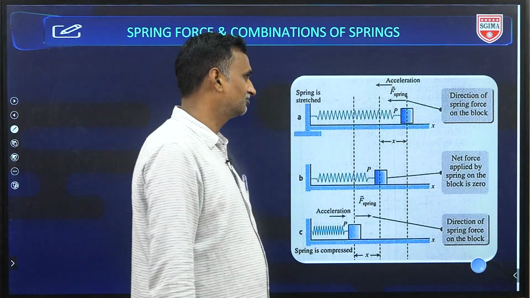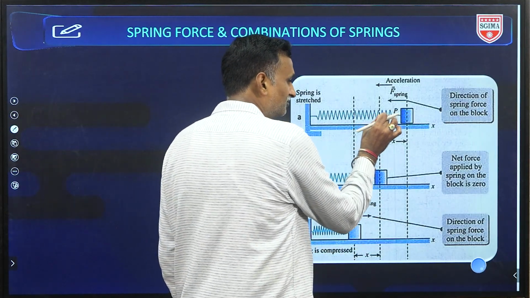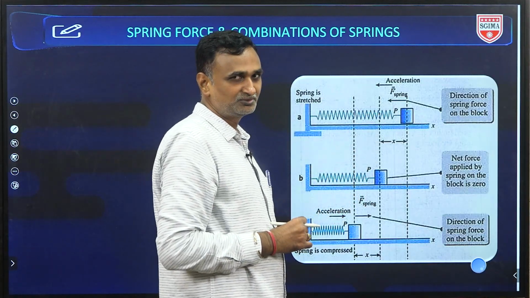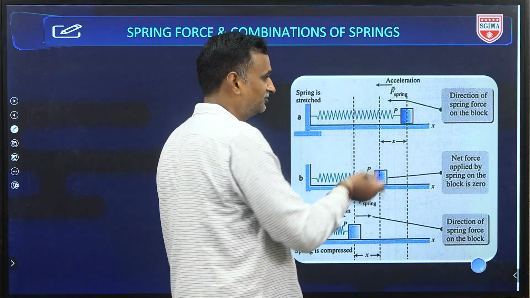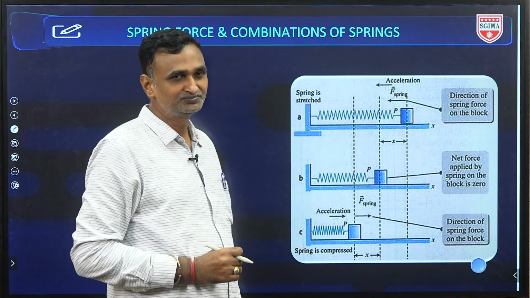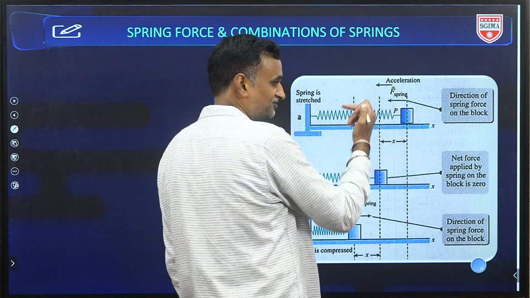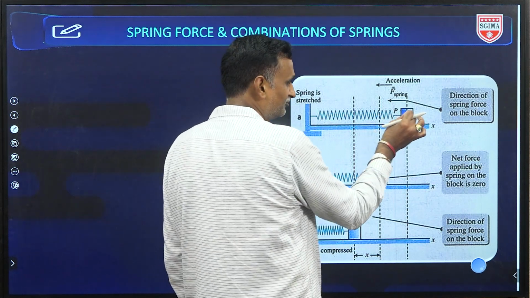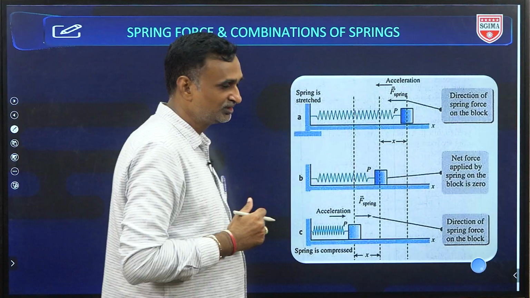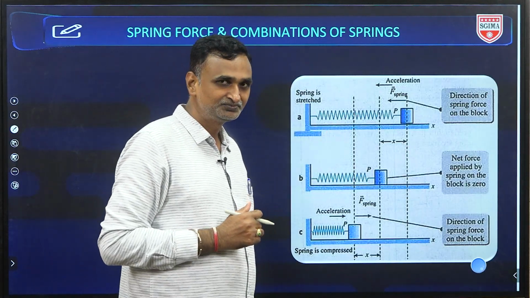Why is the block moving back? Whenever we pull the block to the right side, the spring length is disturbed, meaning stretched. Due to that, a restoring force is produced in the spring, and that direction is left side. So when we leave the block at this position, the block will move back. This is in the case of stretching.